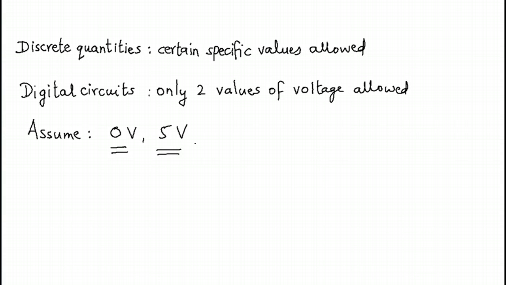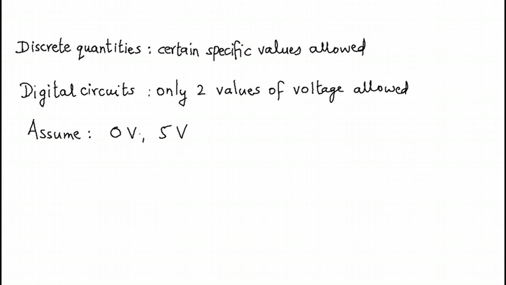Please note that in saying this, we are simplifying things. In reality, in a digital circuit, there would be two ranges of voltages involved rather than two exact voltages. However, for our purposes, this particular simplification is quite okay.